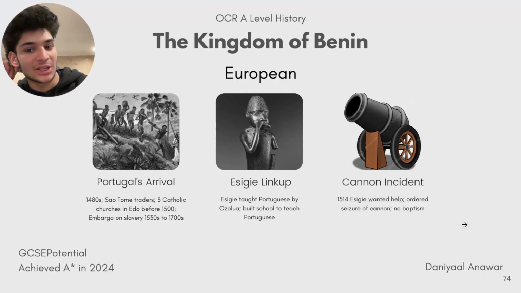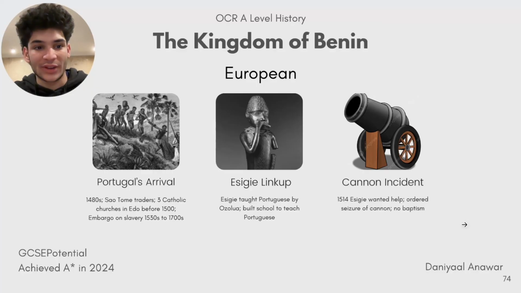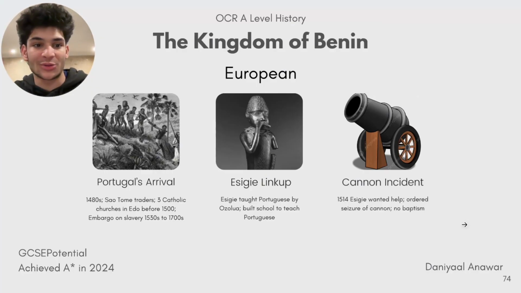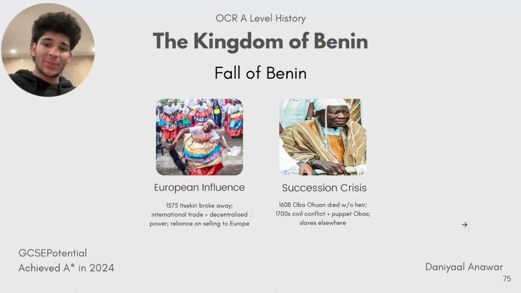And then finally, in 1514, Isigi wanted help. They didn't give it. He ordered the seizure of a cannon. So he got his blokes to seize the cannon, despite him not being baptized, which is a bit controversial, but there we go. Fall of Benin, finally, two different reasons, European influence and succession crisis.